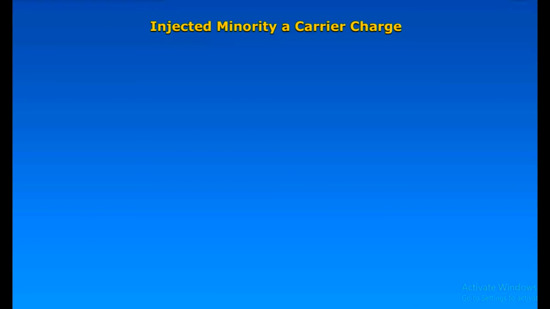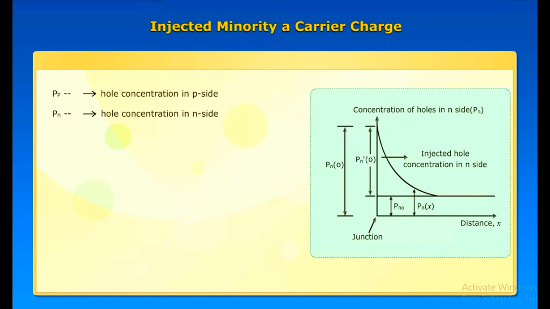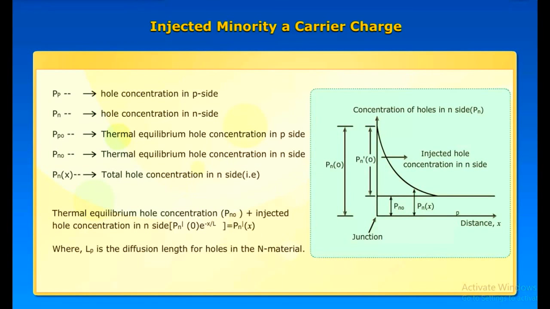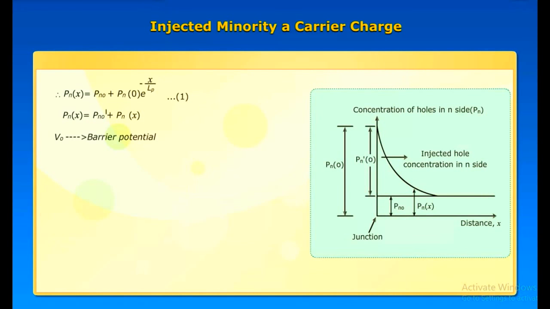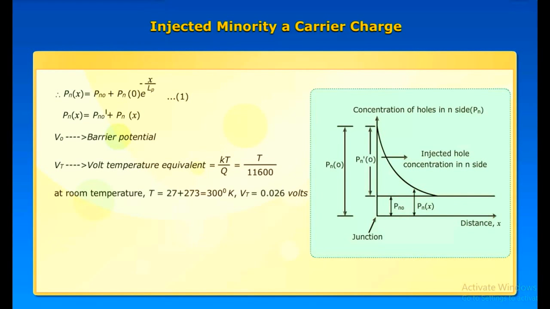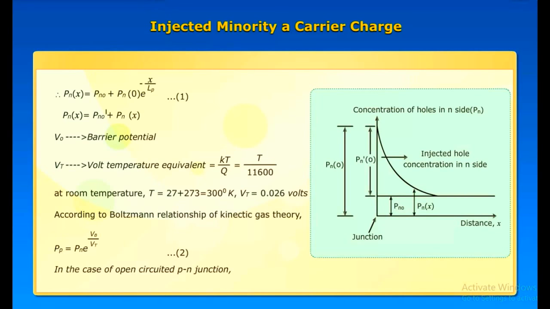Injected minority carrier charge. Thermal equilibrium hole concentration in N side plus injected hole concentration in N side is given as, where Lp is the diffusion length for holes in the N material, V0 is a barrier potential, Vt is the volt temperature equivalent. At room temperature T is equal to 300 Kelvin and Vt is equal to 0.026 volts.